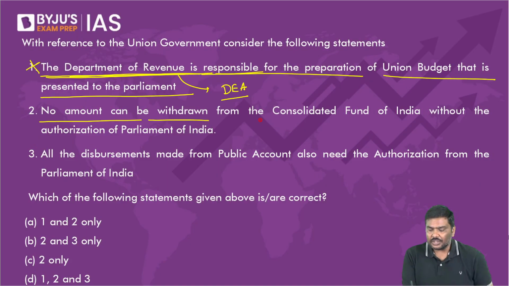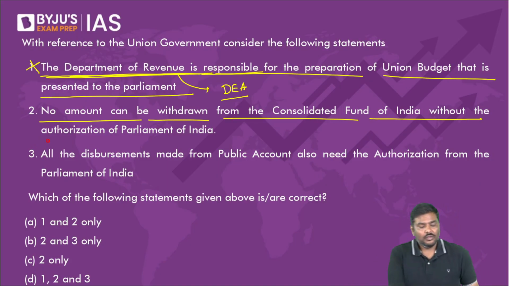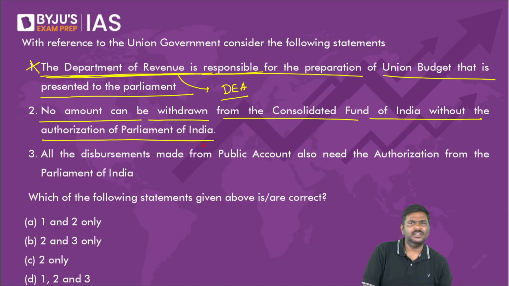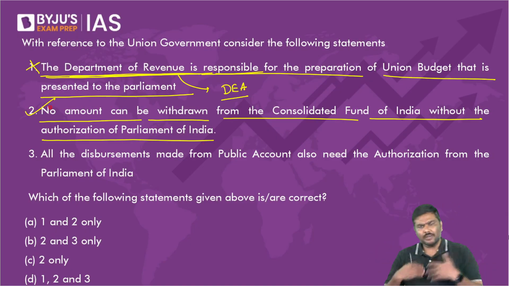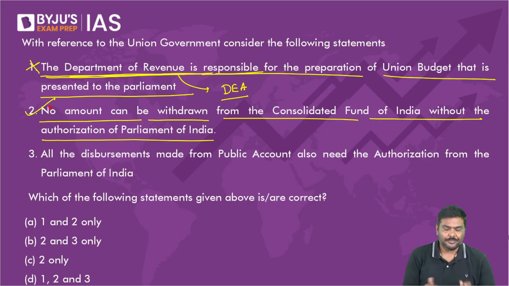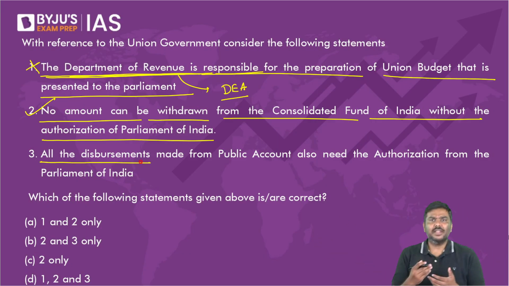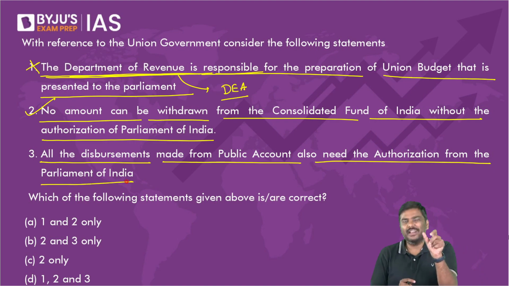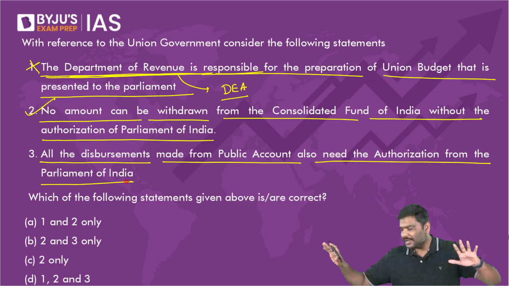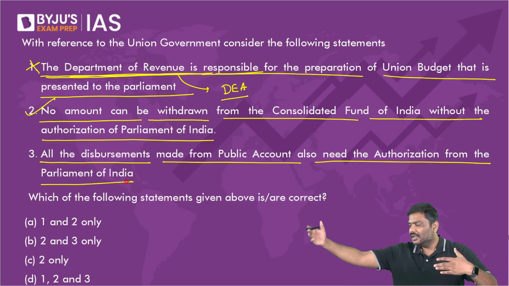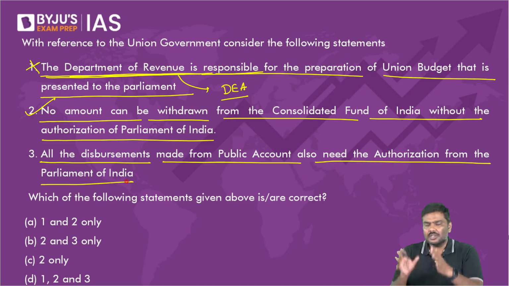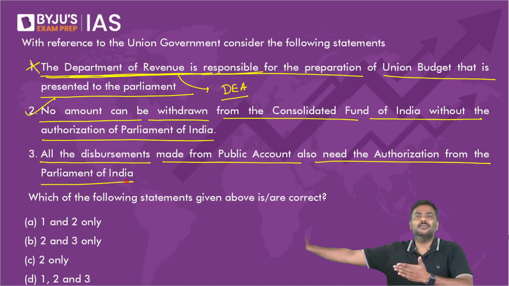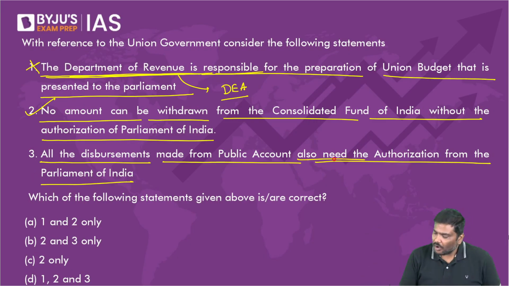No amount can be withdrawn from the Consolidated Fund of India without the authorization of Parliament of India. This is correct. This is straightforward. No amount can be withdrawn without any permission of the Parliament. All the disbursement means any withdrawal. All the withdrawals made from the public account also need authorization from the Parliament. I've told you the point regarding this. I've not discussed the public account completely. I know that. You will learn it under polity, right? Though basically within public account also, government doesn't require any permission of the parliament to make payments. So third one also needs authorization. Wrong. Right option is option C.